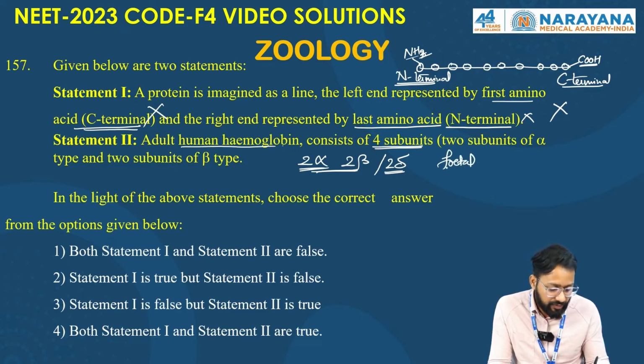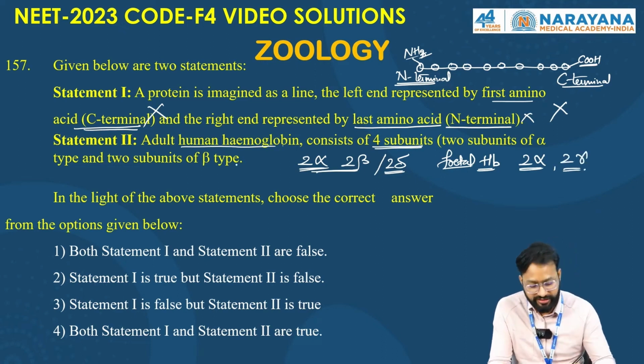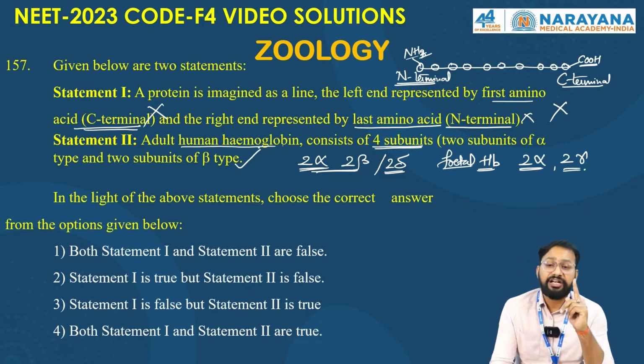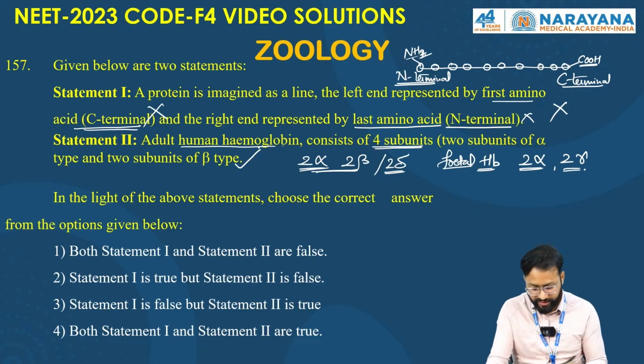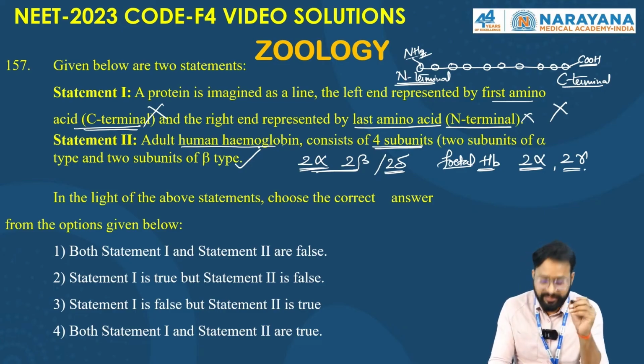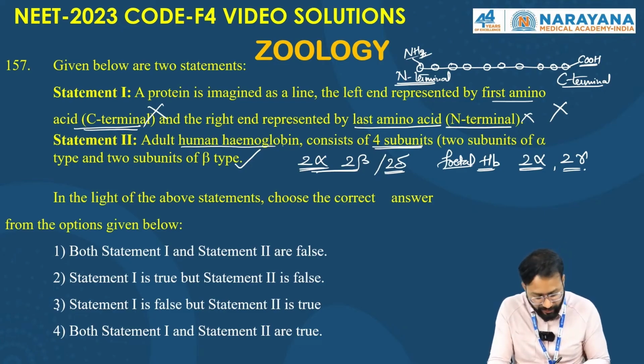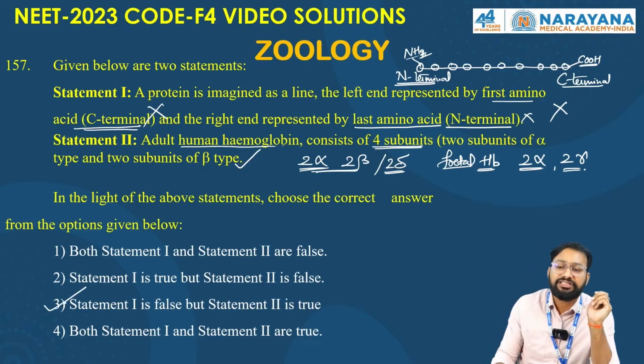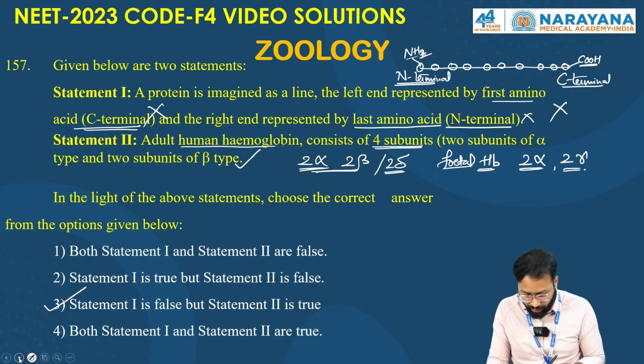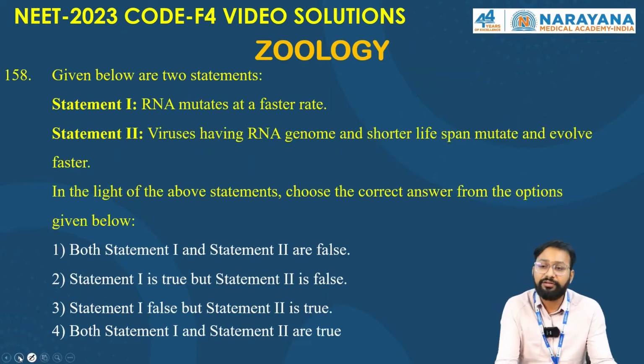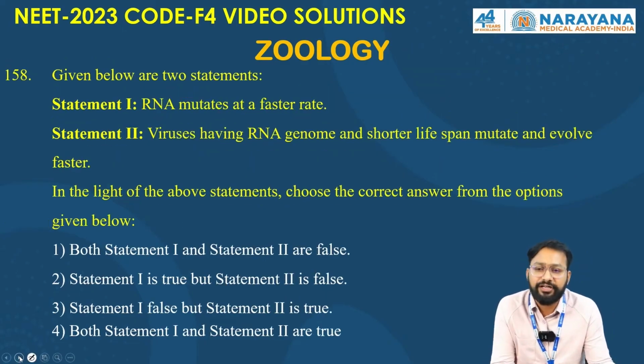Fetal hemoglobin, if you see, has 2 alpha chains and 2 gamma chains, right? So this statement is correct. So statement 1 is false and statement 2 is correct, right? Option number 3. Moving on to the next question, again related to a statement type.